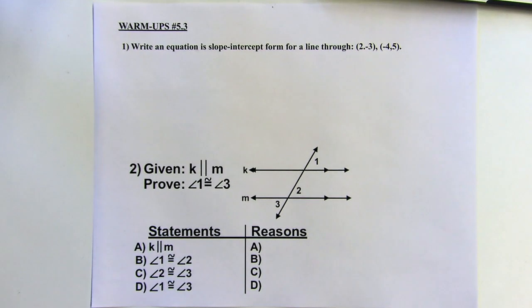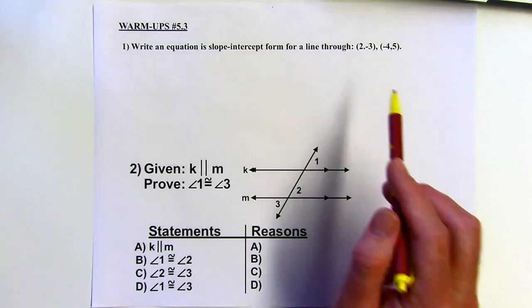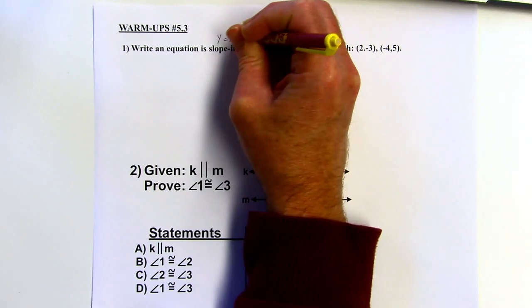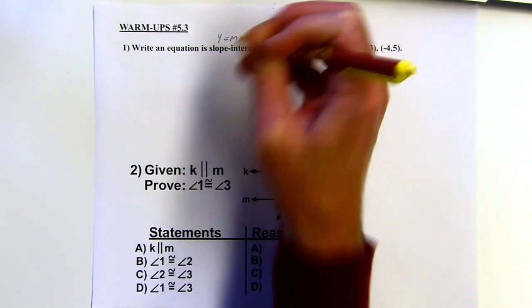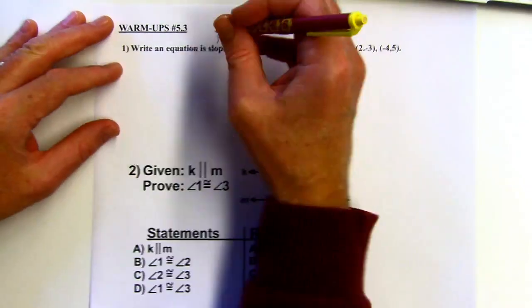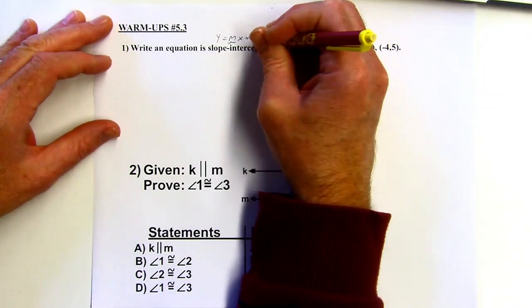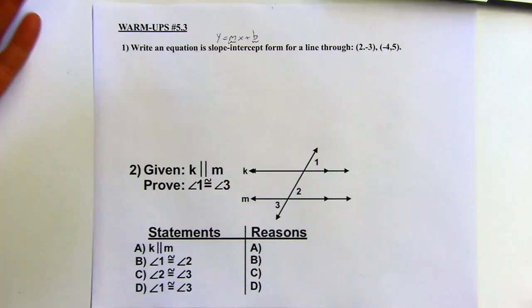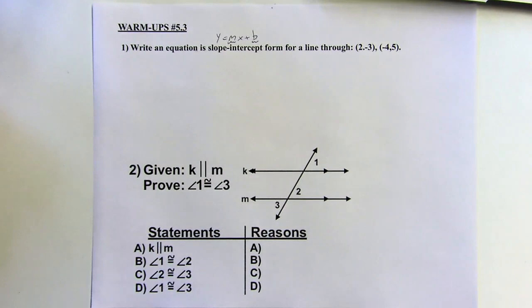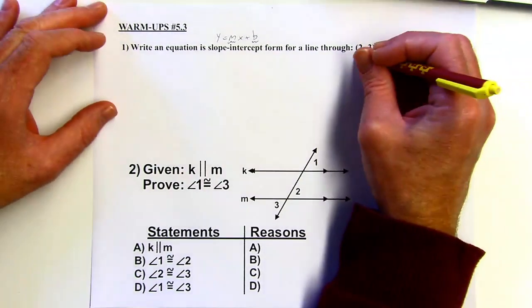Here's warm-up 5.3. We're going to start by writing an equation in slope-intercept form for a line through these 2 points. So slope-intercept form is y equals mx plus b. So you got to know that's what slope-intercept form means. So I need to find the m and the b. So my answer might look like y equals 2x plus 3, something like that. Okay? So let's start by finding the m, that's the slope.